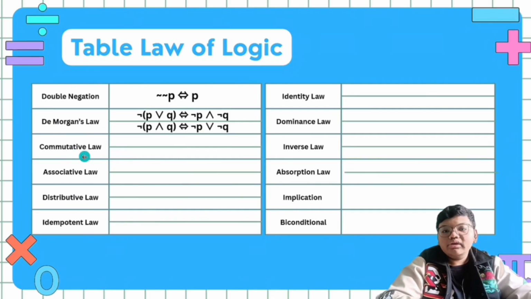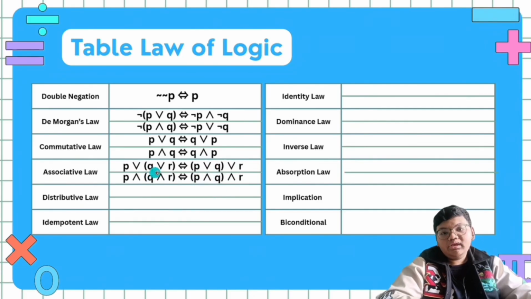After that, we have the commutative law. This law shows that the order of the statements does not affect the result. For example, P or Q gives the same result as Q or P. Next is the associative law. This law focuses on grouping. It means that changing the position of the brackets does not change the final result, whether we group the statements on the left or the right.